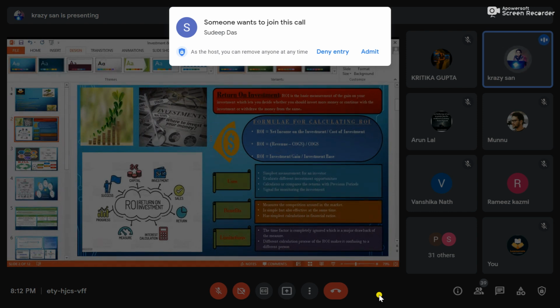So guys, what is investment and what are the major things you have to see before ROI, that is return on investment? I hope this much is clear to you. Can I go to the next slide?